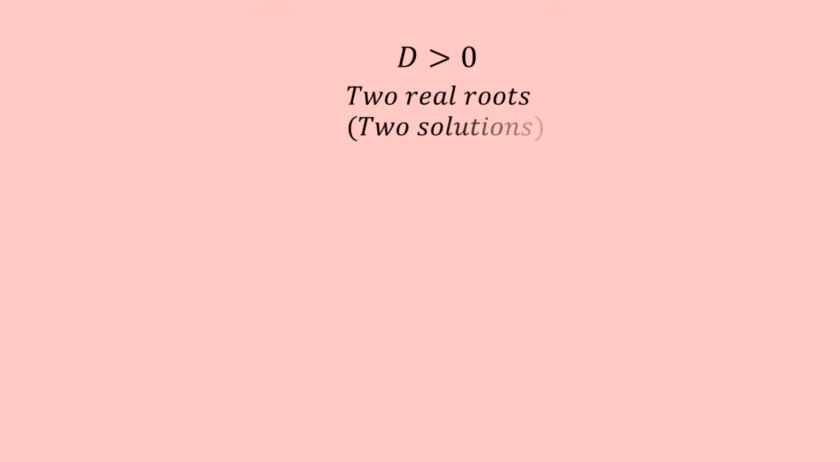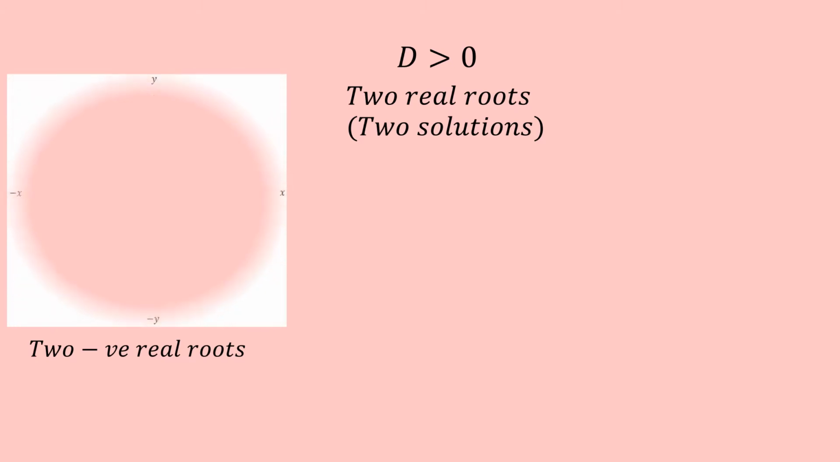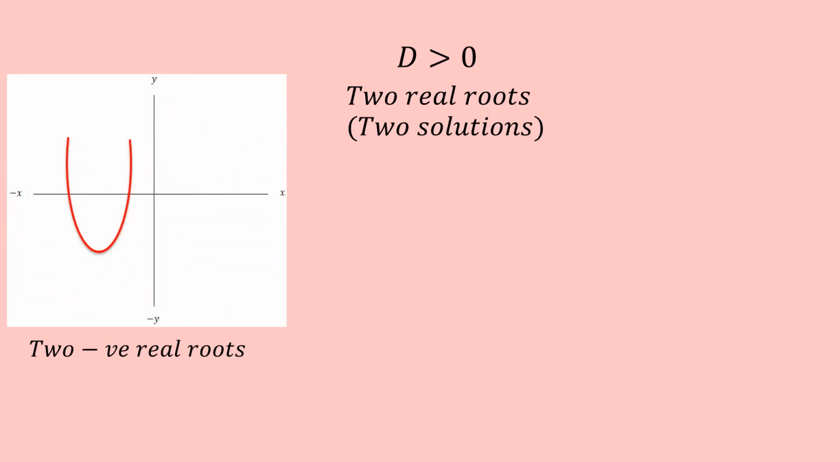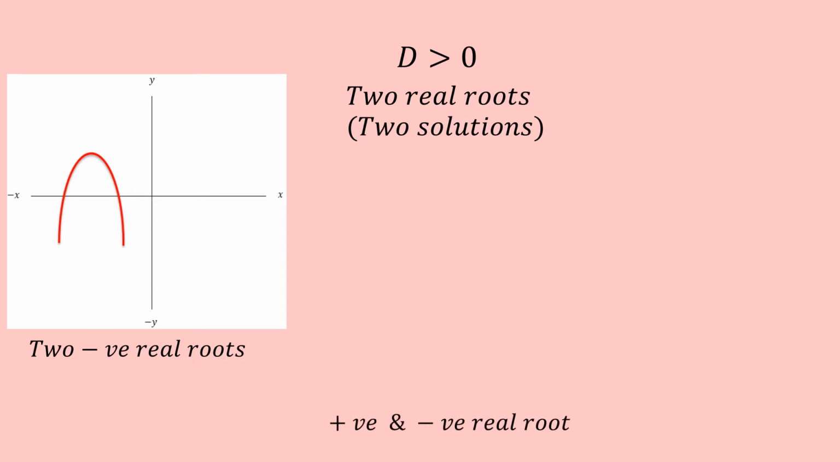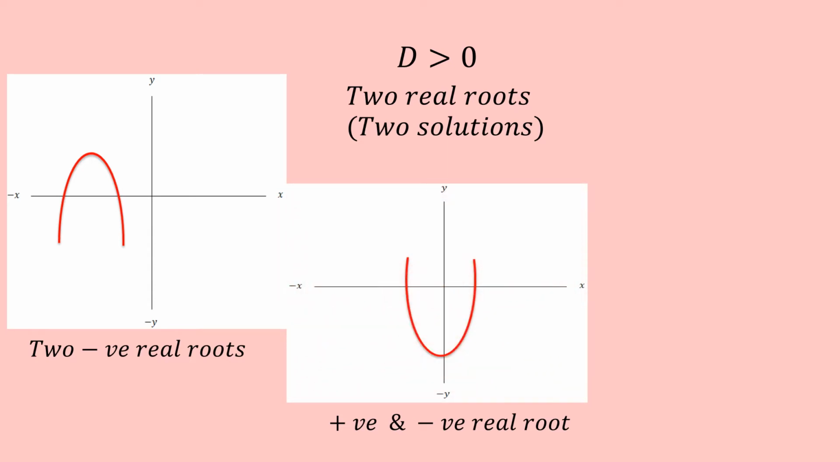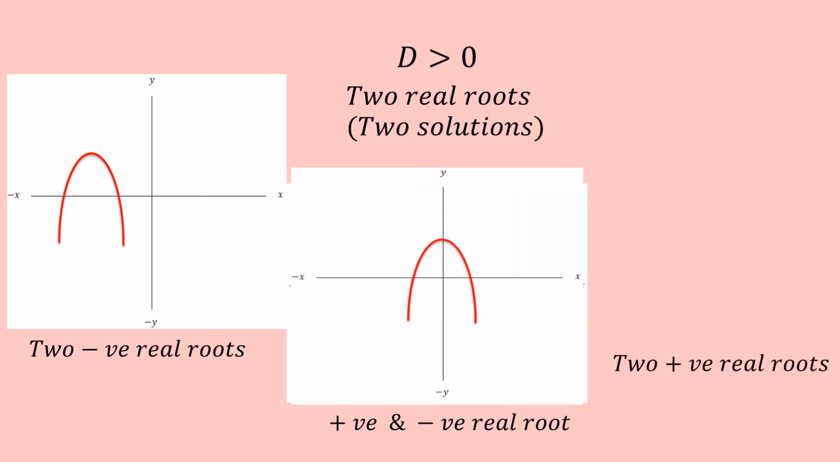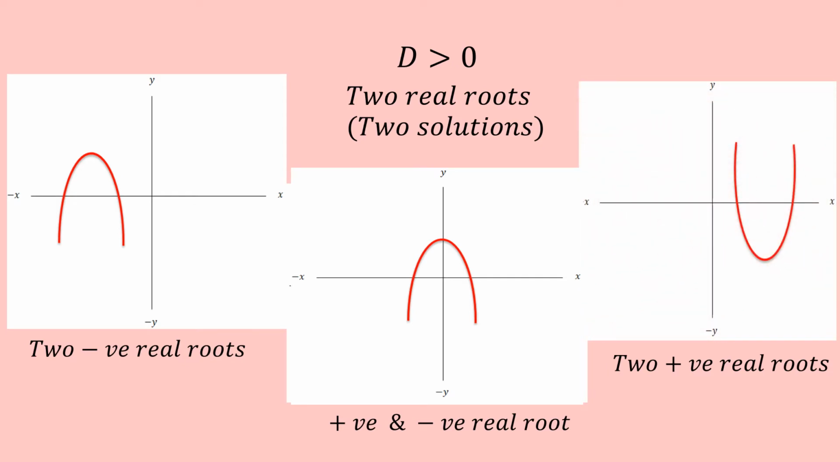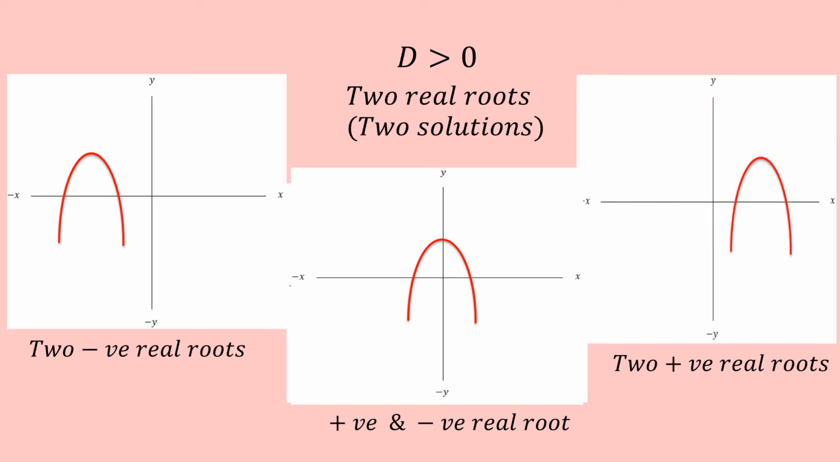Consider D greater than 0, which produces two real roots, two solutions. In the first case, if we have two negative real roots, we are going to have something like this diagram. If you look at it, we have our graph on the negative part of x. It can bend inwards or it can bend outward. Next is the positive and negative real roots, and in this case our graph is going to cut both the negative x and the positive x, so it can also bend inwards and bend outward. And the last case is two positive real roots, and in this case our graph only tends to the positive side of x. It can also bend inwards or outward.